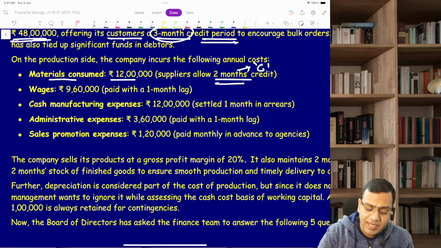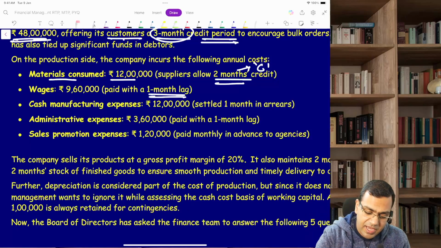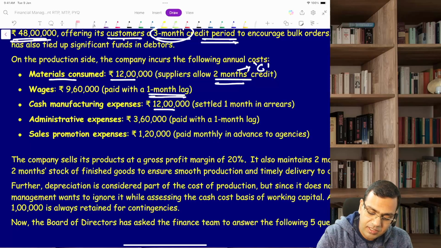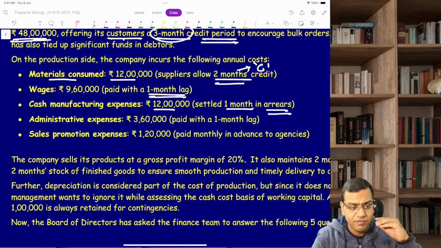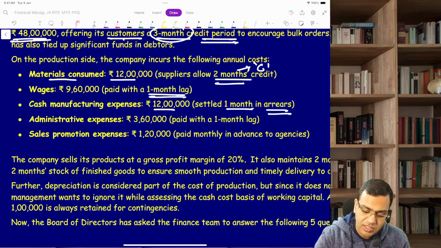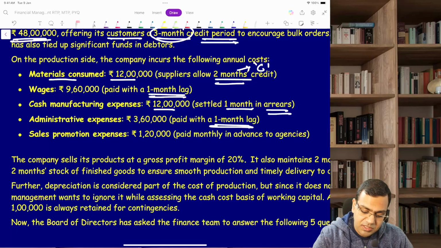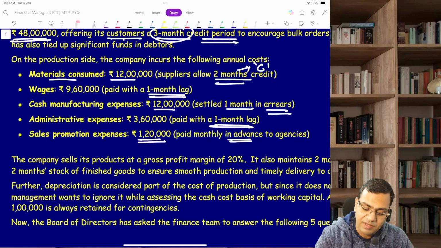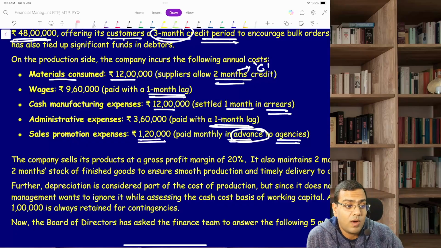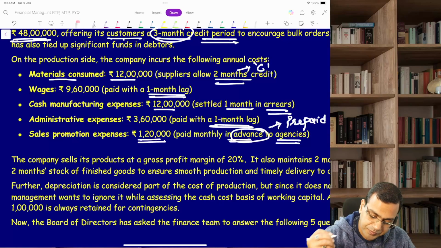Next, wages 9,60,000 paid with a 1 month lag period. So lag period is given to you for the wages. Cash manufacturing expenses 12 lakh rupees settled 1 month in arrears. Again a lag period of 1 month for the cash manufacturing expenses. Administrative expenses 3,60,000 paid with a 1 month lag period. Again fine. And the sales promotion expenses 1,20,000 paid monthly in advance to the agencies. That means this is the advance period, monthly in advance. Right, so it will be treated as what? It will be treated as your prepaid expense, right?